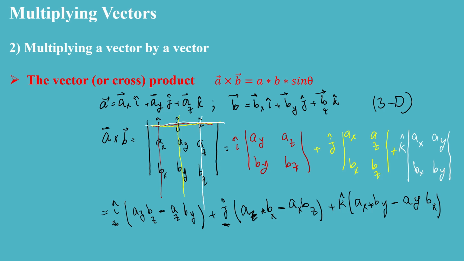In the next video, I'm going to solve a couple of examples about this subject, and I'm hoping this video helps you understand the multiplication of vectors, how you can multiply a vector by a scalar or by another vector, and what is the difference between the cross and dot product.